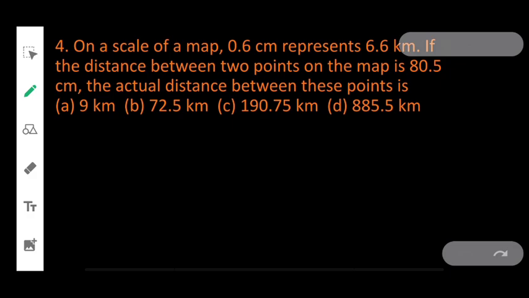Next, question number 4. On a scale of a map, 0.6 centimeter represents 6.6 kilometer. So this is a direct variation. If the distance between 2 points on the map is 80.5 centimeter, the actual distance between these 2 points is how much? So 0.6 centimeter represents 6.6 kilometer.